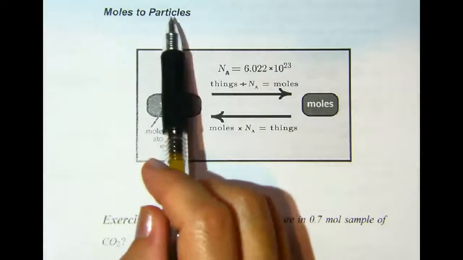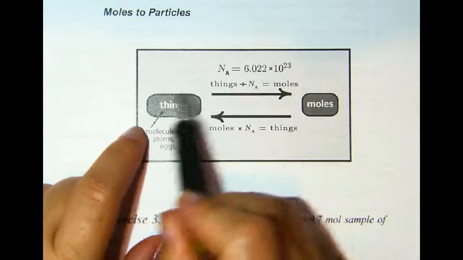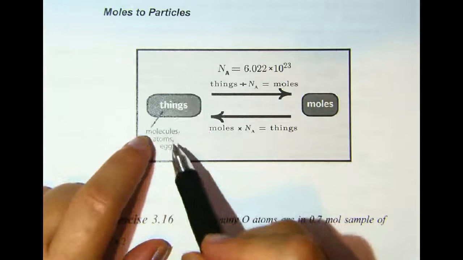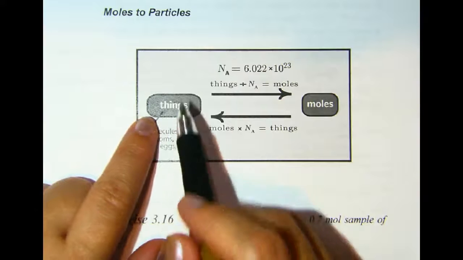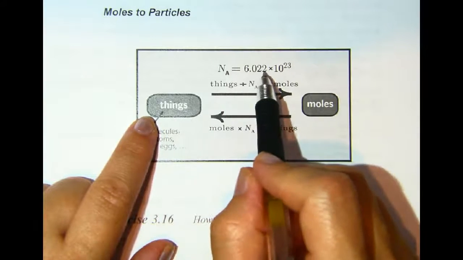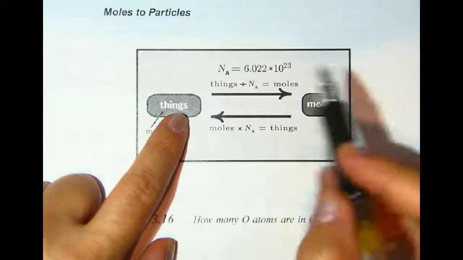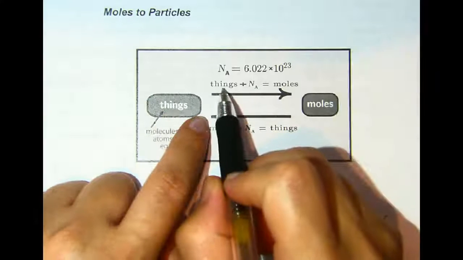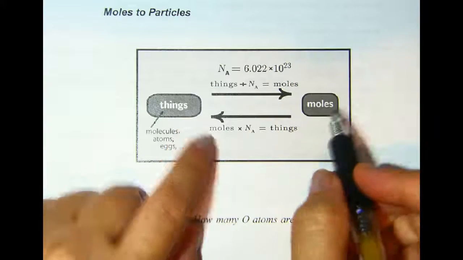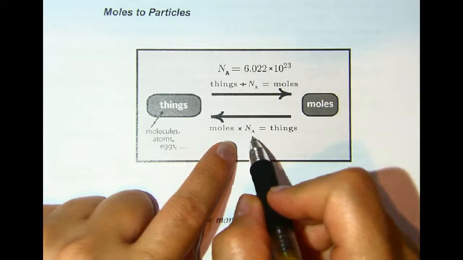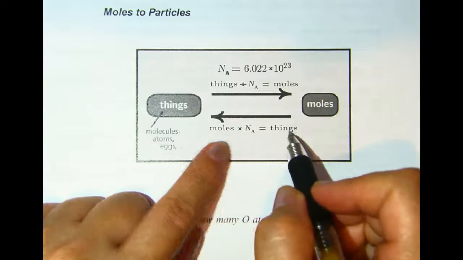So moles to particles. If you have a thing, such as molecules, atoms, eggs, cations, anions, total atoms, etc., then you would have 6.022 times 10 to the 23rd of those things equal to 1 mole. So you would take that thing, however much you have, divided by Avogadro's number, and you would get moles, or take moles times Avogadro's number, and you would get how many things you have present.